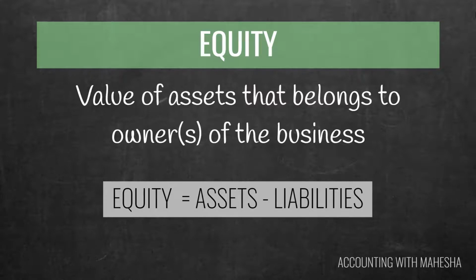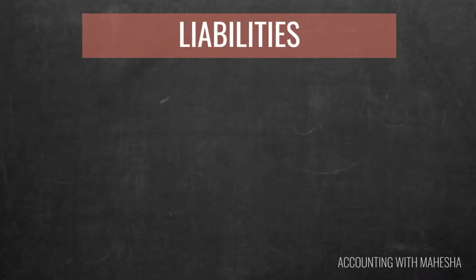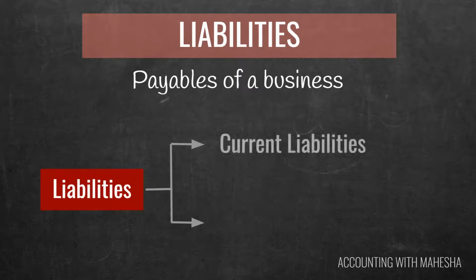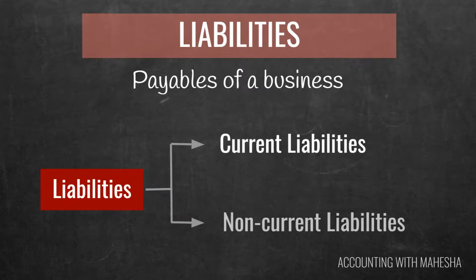What are liabilities? These are the payables of a business, such as bank loans. Liabilities involve the amounts that the business owes. These are the current obligations of the business. There are 2 types of liabilities: current liabilities and non-current liabilities.